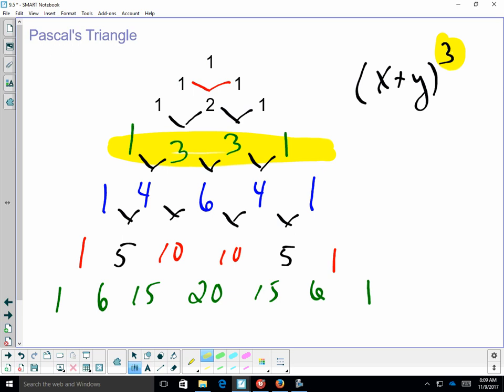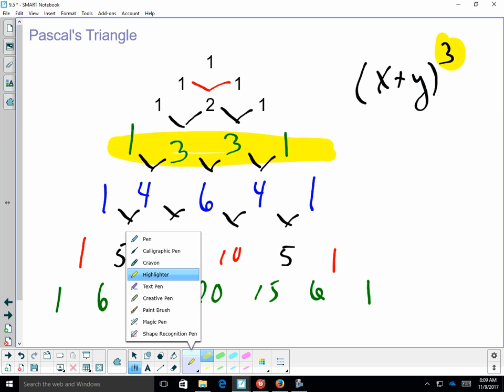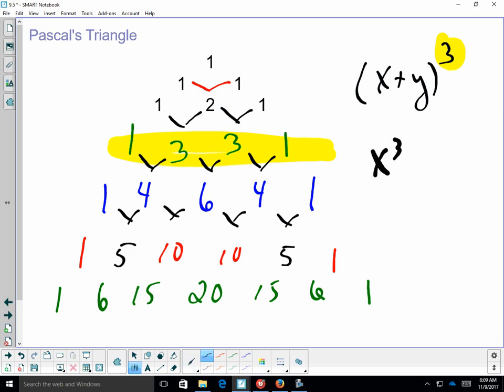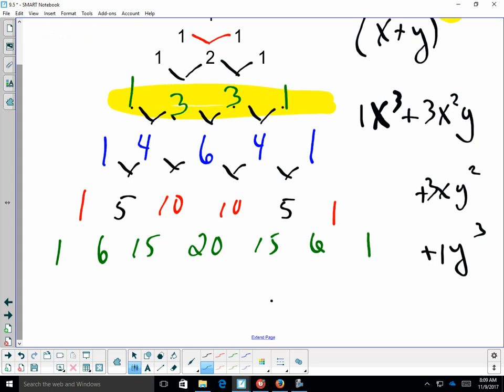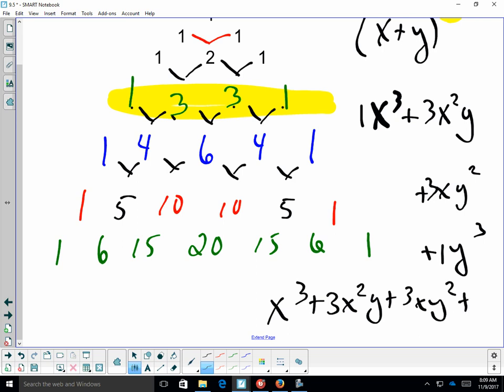Then I'm going to know that my variables, so x will start to the third, then there'll be no y, and then the x will go x squared, y, and again, those exponents have to add up to 3. Then I'm going to have x, y squared, so 3, 2, 1, and then the y is going 0, 1, 2, and then I have to add with y to the third, no x. My coefficients are going to be 1, 3, 3, 1. So 1, 3, 3, 1. So that's how I quickly get the expansion as x to the third plus 3x squared y plus 3xy squared plus y to the third.